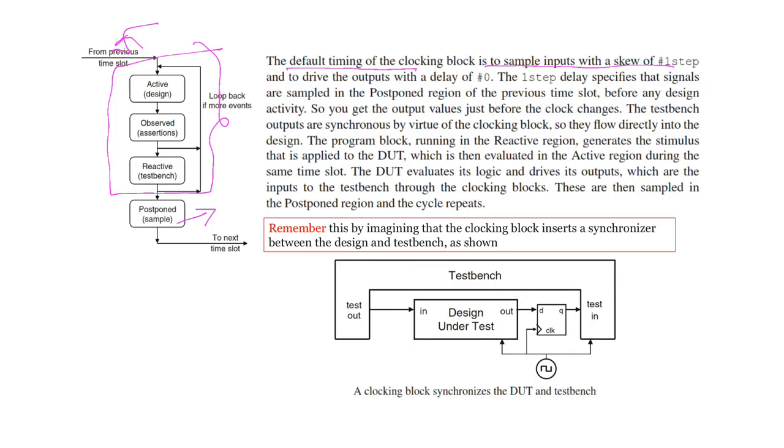By that time we had not discussed it, but that one step means within the current cycle you are dealing with the postpone region. And drive the outputs of test bench to the inputs of DUT with zero delay. This is the default timing characteristic of a clocking block.